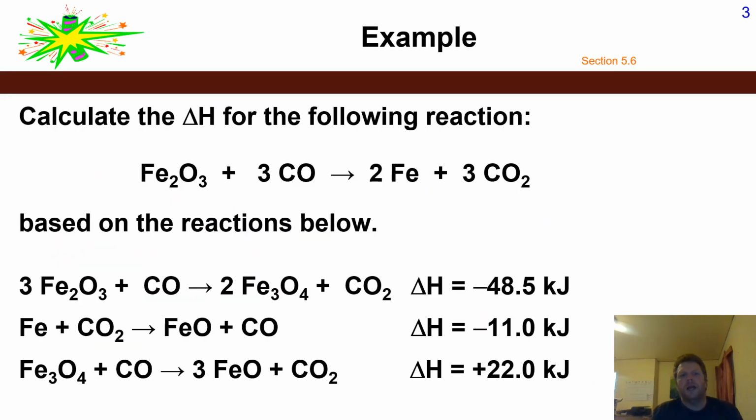So my next reaction is calculating the delta H for the following reaction of Fe2O3 plus 3CO yields 2Fe plus 3CO2. I've got these individual partial reactions: Fe2O3 plus CO yields Fe3O4 plus CO2, and so on. I'm going to label those all A, B, and C.